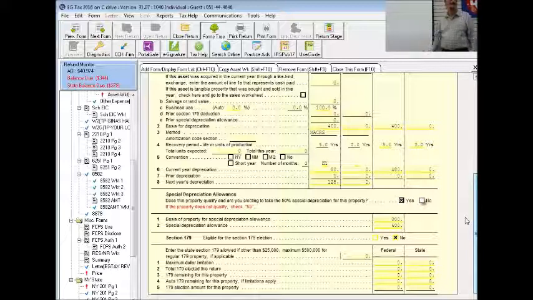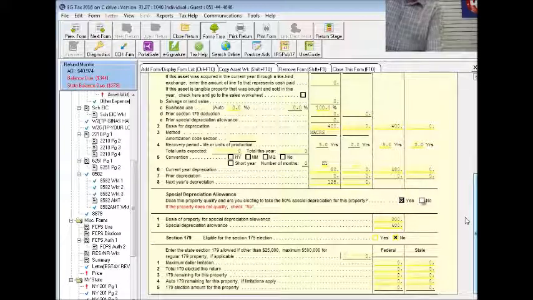Oh, yeah. Okay. When we click yes, what does it calculate for us? It shows that it took half of it. And then what did it push up to the top? Current year and next year. Okay. All right.